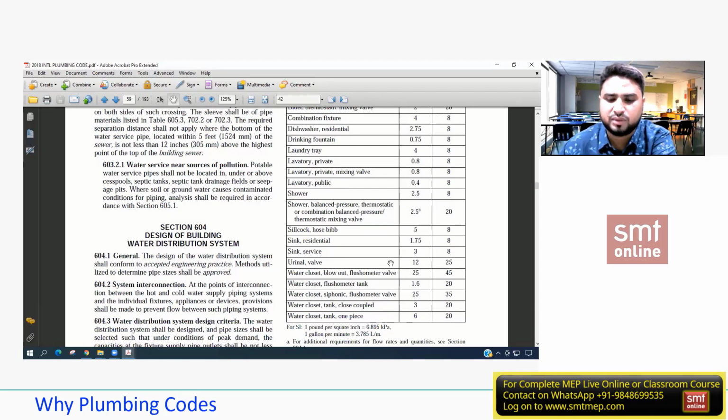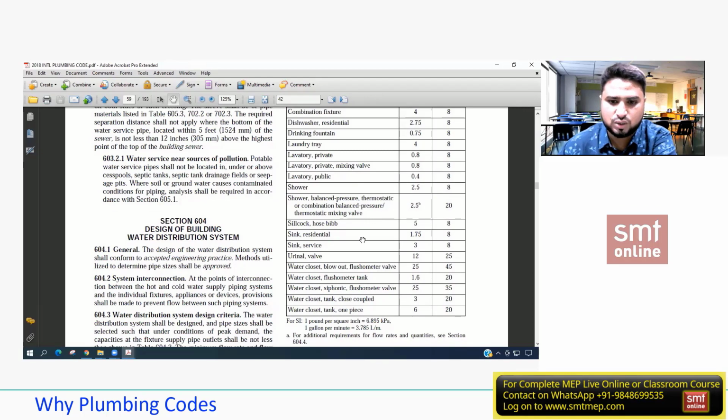So we got some information that these fixtures demand not only the water, they demand a velocity or the pressure to work in a proper manner. And these are the listed Q and P, or the velocity, I can say, for all respective fixtures.